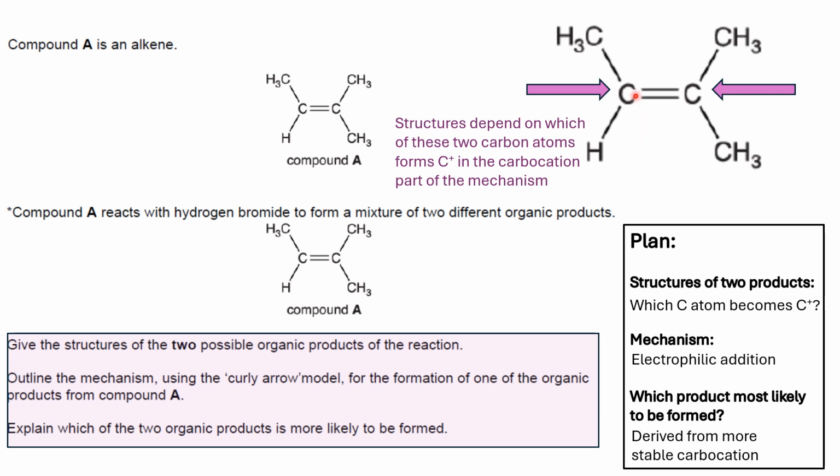If the carbon here on the left actually became C+, you have 1, 2. You only have 2 carbons attached, so that's a less stable carbocation. So obviously the most likely product is from the more stable carbocation out of the 2 options.